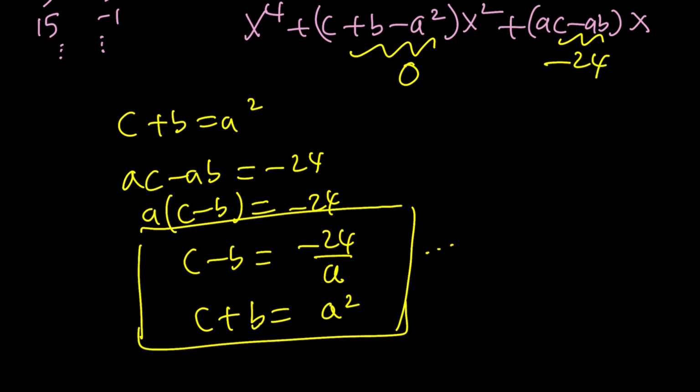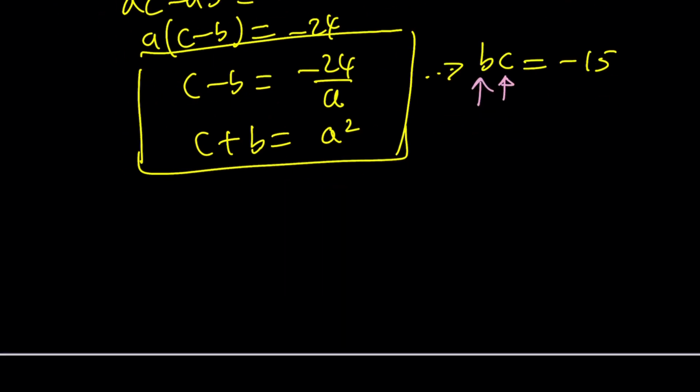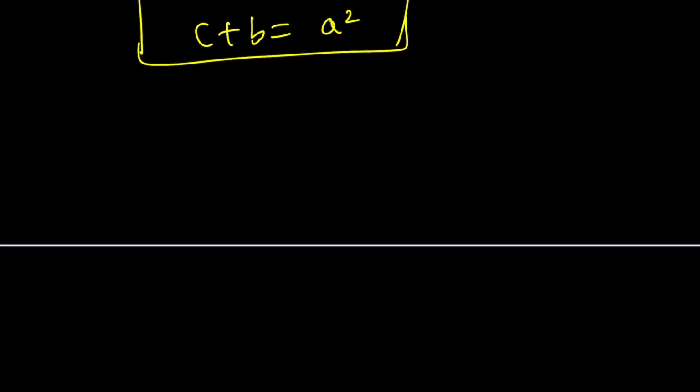Make sense? And of course, the next thing you're going to use is bc, and we know that bc is negative 15. Once you solve for b and c in terms of a, you can go ahead and plug those in here. That's going to give you a single equation in one variable, which is a. Then you can just go about solving that equation. All right, great. That's pretty much the first method. It'll be incomplete, but I gave you all the ideas, so hopefully you can take it from here. Great. Let's go ahead and take a look at the second method.